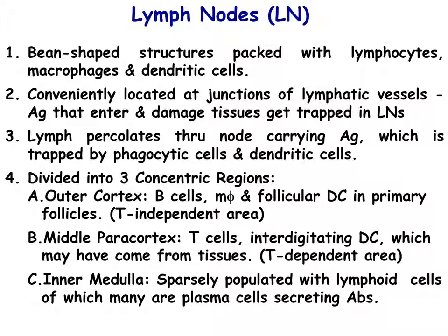Now the middle part is where the T cells are, so this is the T dependent area, and they've got lots of those dendritic cells which are super good at activating T cells, and they're there to activate the T cells. And the final inner area is very sparsely populated with lymphoid cells, and many of these are plasma cells that are actively secreting. Because once they get into the inner area, they're usually effector cells, they've been activated, and they're going out to get rid of that pathogen that got into the tissue.